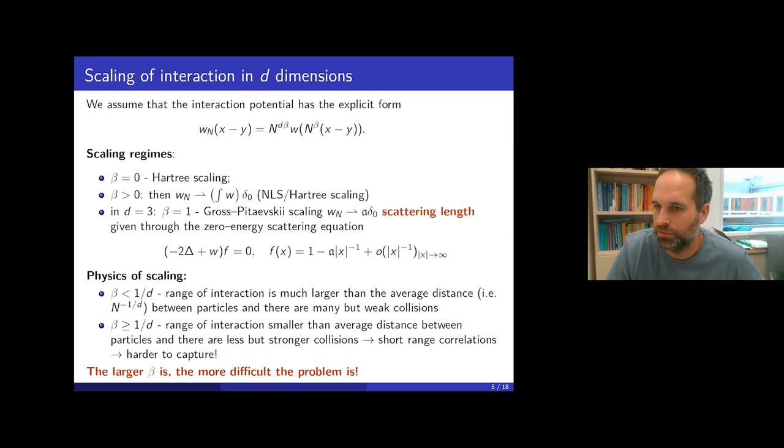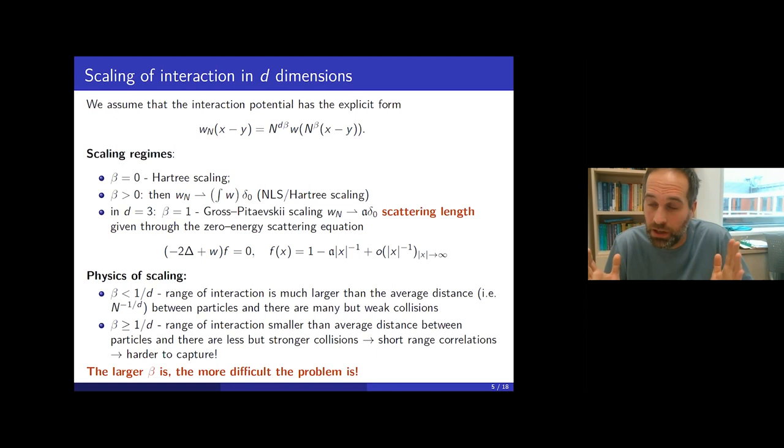But my point is that there is actually one regime in which we can really derive the Gross-Pitaevskii equation. So let me just say one more thing. When you take beta in this scaling of W_N to be smaller than 1 over d, where d is the dimension, then the range of interaction is much larger than the average distance between the particles, because the average distance between the particles is like N to the minus 1 over d. Because we have volume one, let's say, a fixed volume, which is set by the trapping.